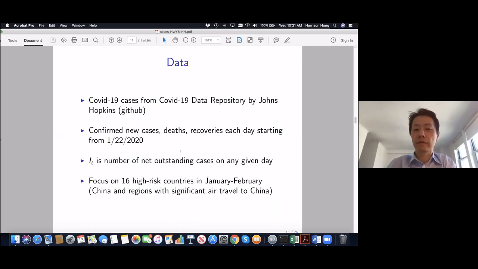So we take data from the Johns Hopkins data repository that's got confirmed new cases, deaths, and recoveries each day starting on January 22nd. We calculate our variable, IT, as the number of net outstanding cases on a given day divided by the population. We're going to focus on 16 high-risk countries in the period of January to February. This is basically China and the regions with significant air travel connected to China.